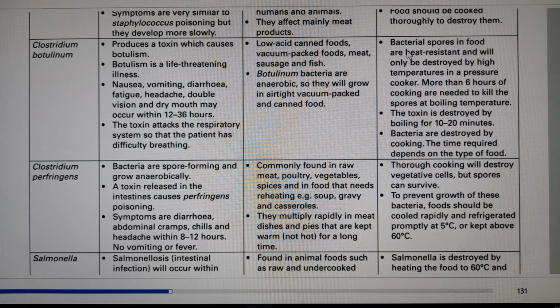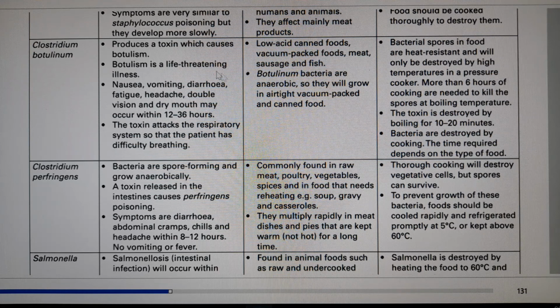Bacterial spores in food are heat resistant and will only be destroyed by high temperature in a pressure cooker. More than 6 hours of cooking are needed to kill the spores at boiling temperature. So you need to boil it for a longer time to kill that microorganism. The toxin is destroyed by boiling for 10 to 20 minutes, and bacteria are destroyed by cooking. The time required depends on the type of food.